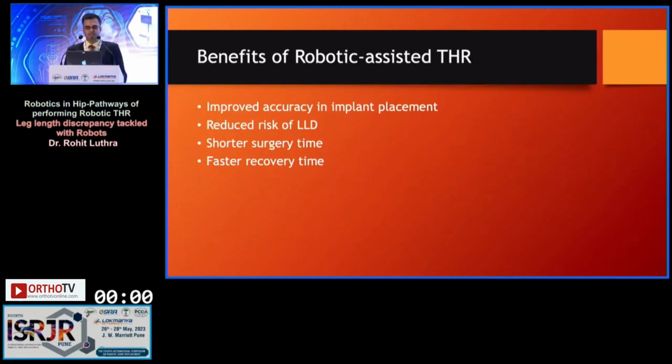So it's improved accuracy with implant placement, reduced risk of LLD, and shorter surgical time and faster recovery. So that's how robotics helps in THR.